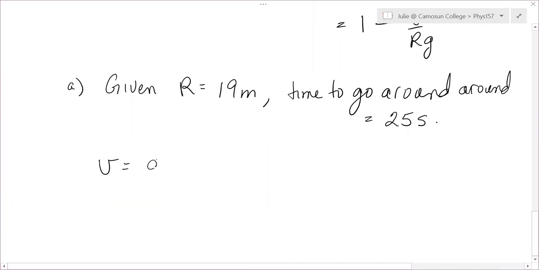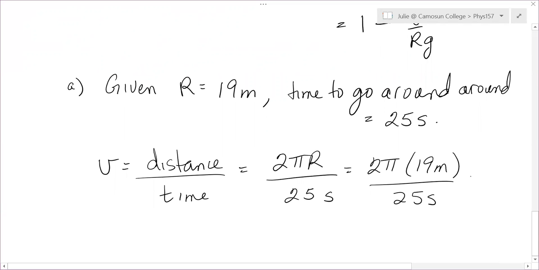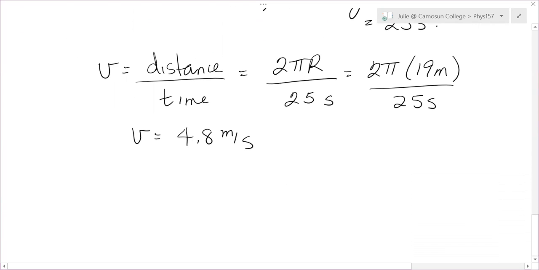Now, to get your speed, remember it's uniform speed, same speed the whole time. Speed is equal to distance divided by time. And so the distance once around is 2 pi r, circumference of a circle. The time to go around is 25 seconds. And so this is how you get your speed. 2 pi times 19 meters over 25 seconds. Turns out that the speed is equal to 4.8 meters per second. Okay, so that was A.